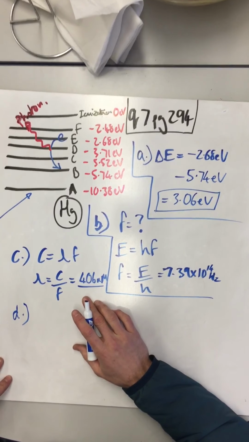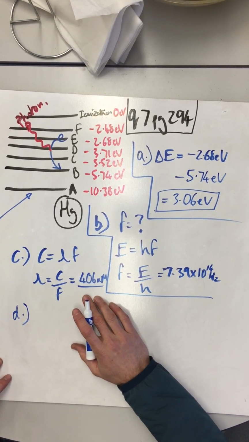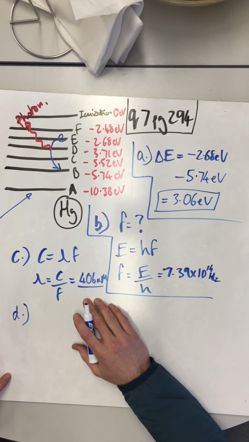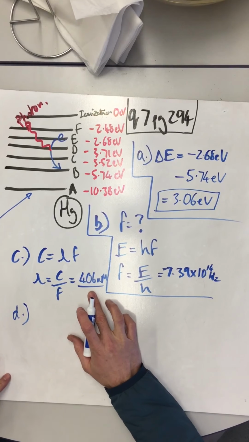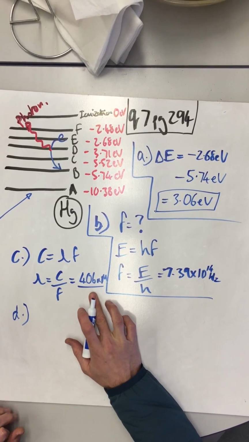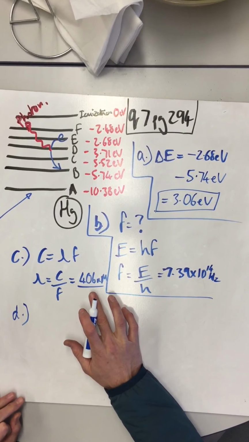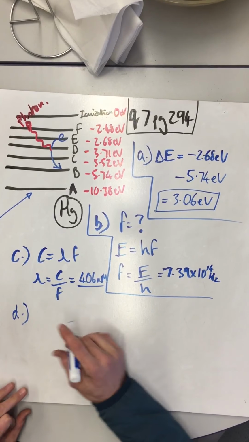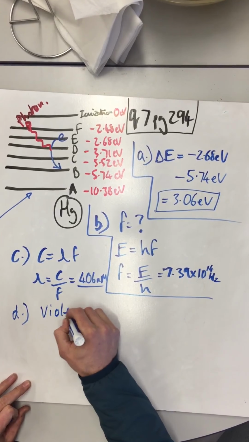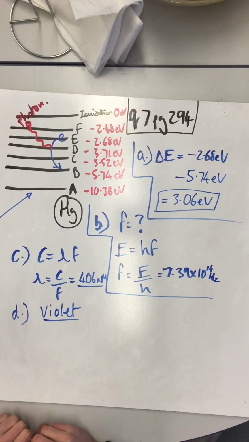Because question D says, what is the region of electromagnetic spectrum that you'll be producing? Well, again, from memory, and you do need to memorize it, you should know that the spectrum goes from 400 to 700. This is at the higher energy level, really right down there. So this would be violet, that high energy light.